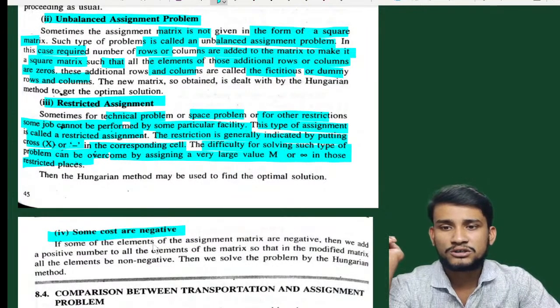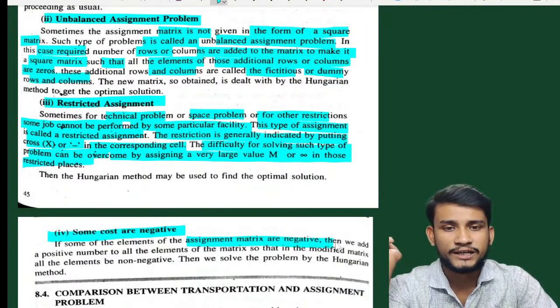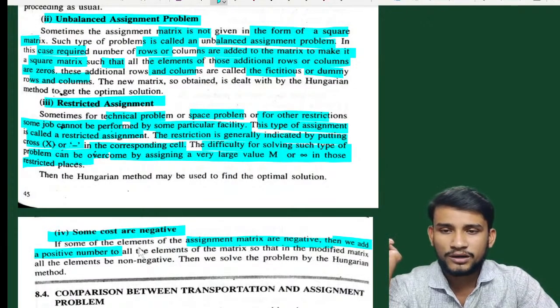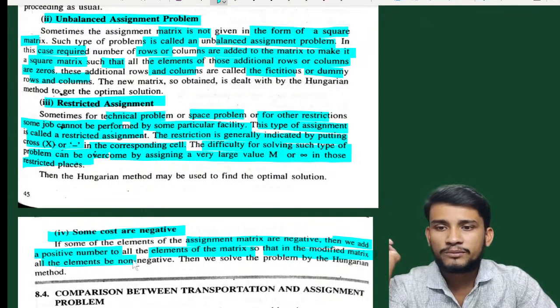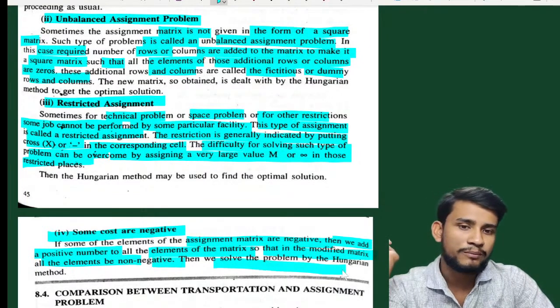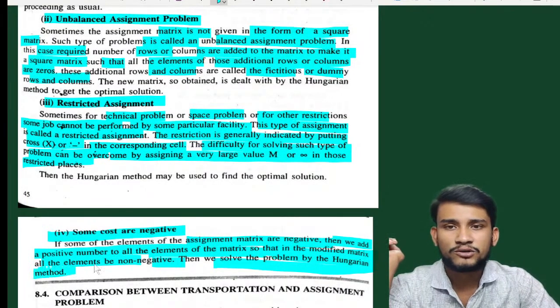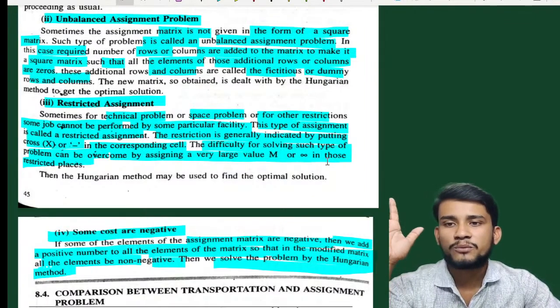If some elements of the assignment matrix are negative, then add a positive number to all the elements of the matrix so that all elements of the modified matrix are non-negative, then solve the problem by the usual Hungarian method. So these are the four types of assignment problem.